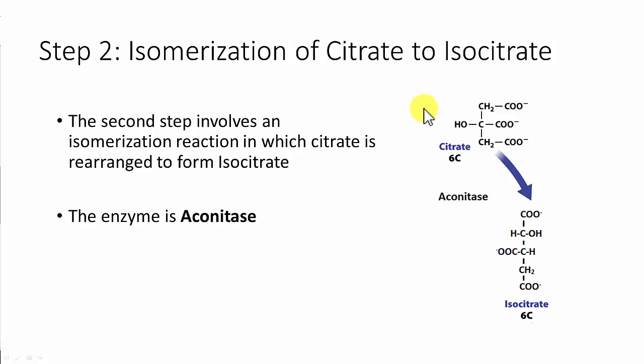stages. Starting with the next step is an isomerization. If you recall from our first video, an isomerization is really just a rearrangement of the carbon and the oxygen and the hydrogen. This enzyme is called aconitase, excuse me. I'm not sure if I'm saying that right. Aconitase, I believe, is right.